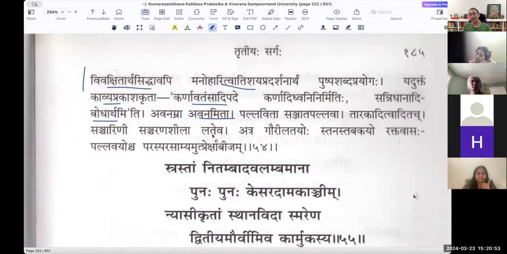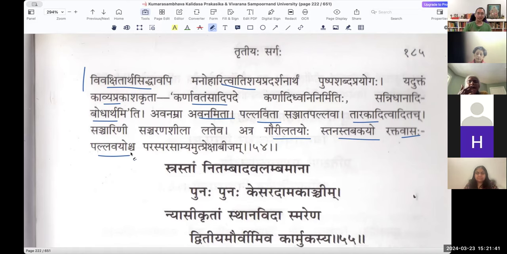So pushpa stabaka avanamra avanamita pallavita sanjata pallava tarakadittvat itach. And the tarakita pallavita itach is the pratyayam here that comes for pallava. You can look it up in Ashtadhyayi. Sancharini sancharanashila lata iva atra gauri latayoho stana stabakayoho raktavasaha pallavayoho. Both gauri and lata, stana and stabaka, raktavasaha, red cloth and the pallavam. Pallavam, the little leaves that come out, are also reddish in color. Paraspara samyam utpreksha bijam. This upama gives rise to the utpreksha of sancharini lata iva.